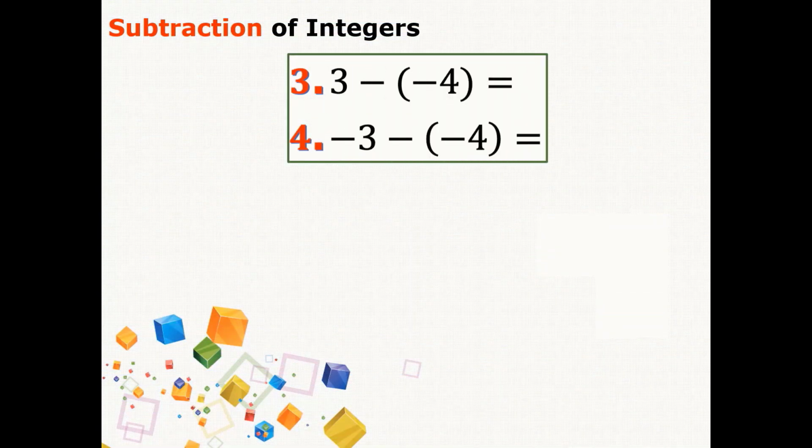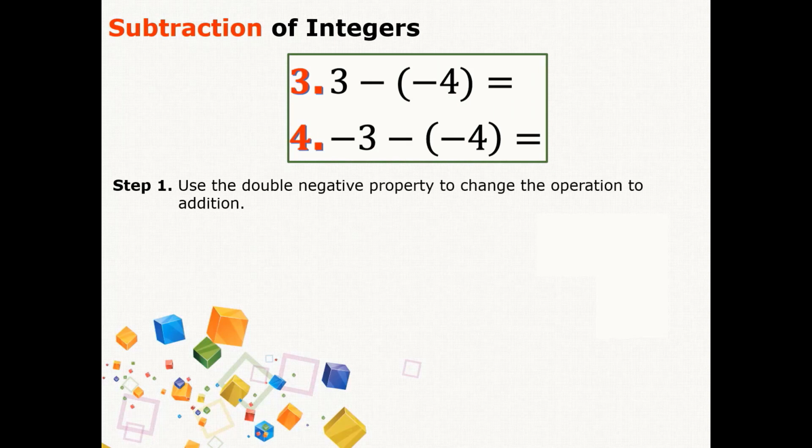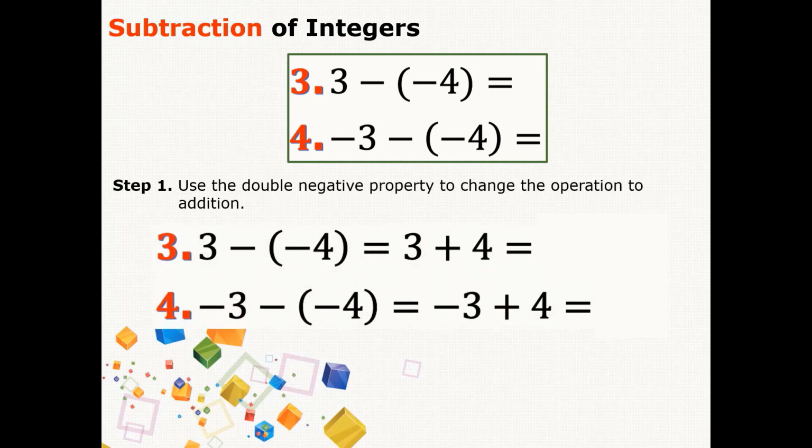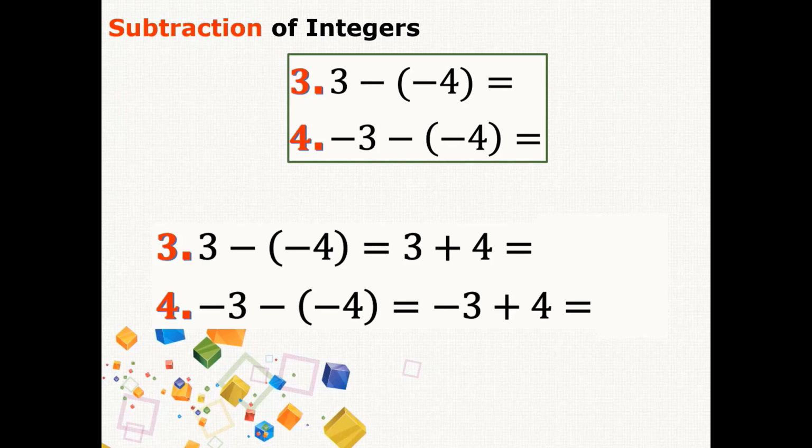The next examples will include the double negative property because we have two succeeding negative signs. Double negative property tells us that if there are two negatives written side by side, simply change the operation to addition. And then we proceed with addition of integers.